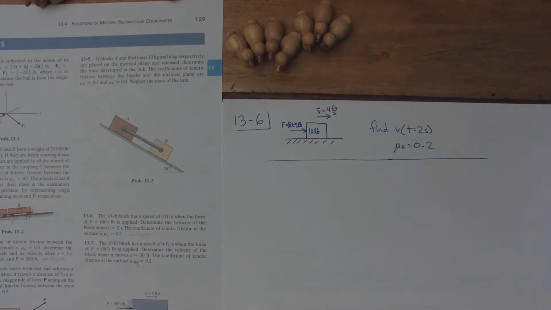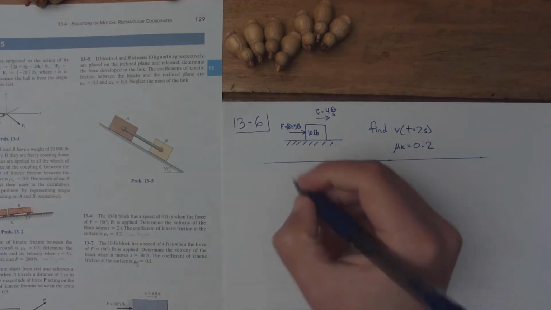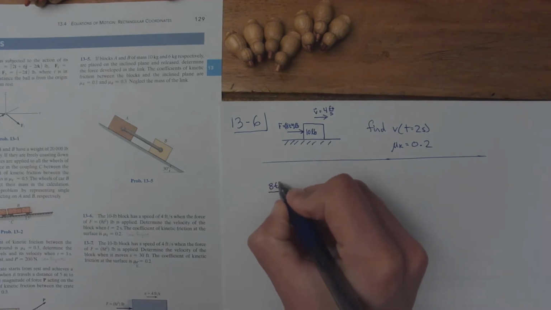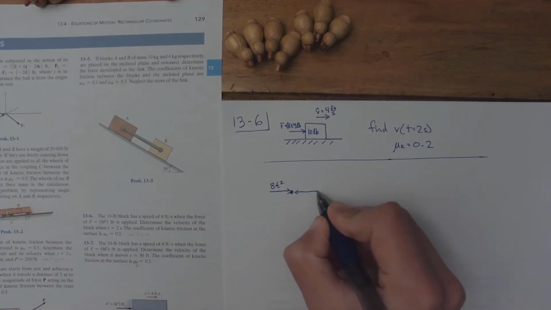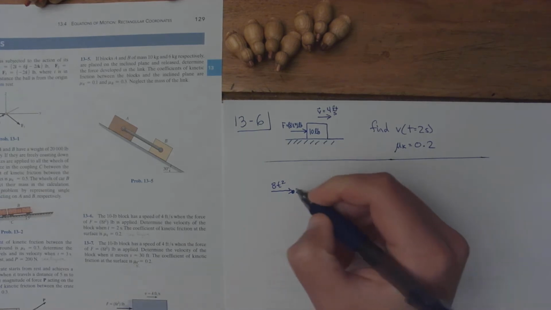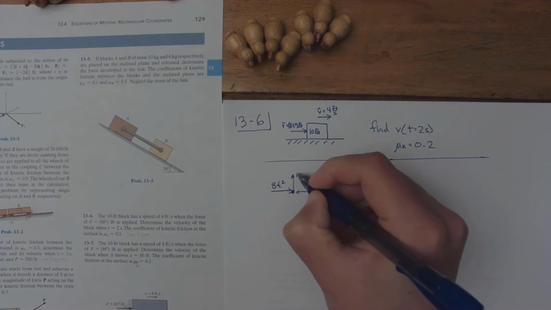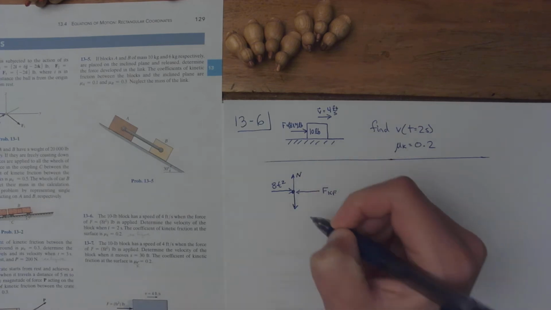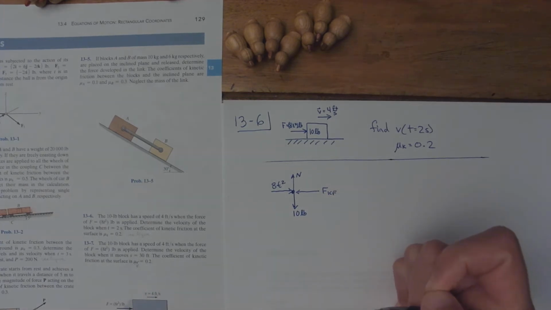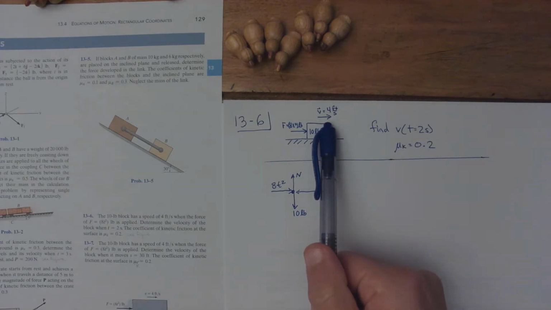So first we have to determine what forces we have acting on the block. So we have this force of 8t squared. We have a force of kinetic friction, which opposes the motion. And we have a normal force, which is acting upward on the object, and the force of gravity, which is acting downward on the object. And that force of gravity is the weight of the object, which is 10 pounds. And we also have an initial velocity of 4 feet per second.